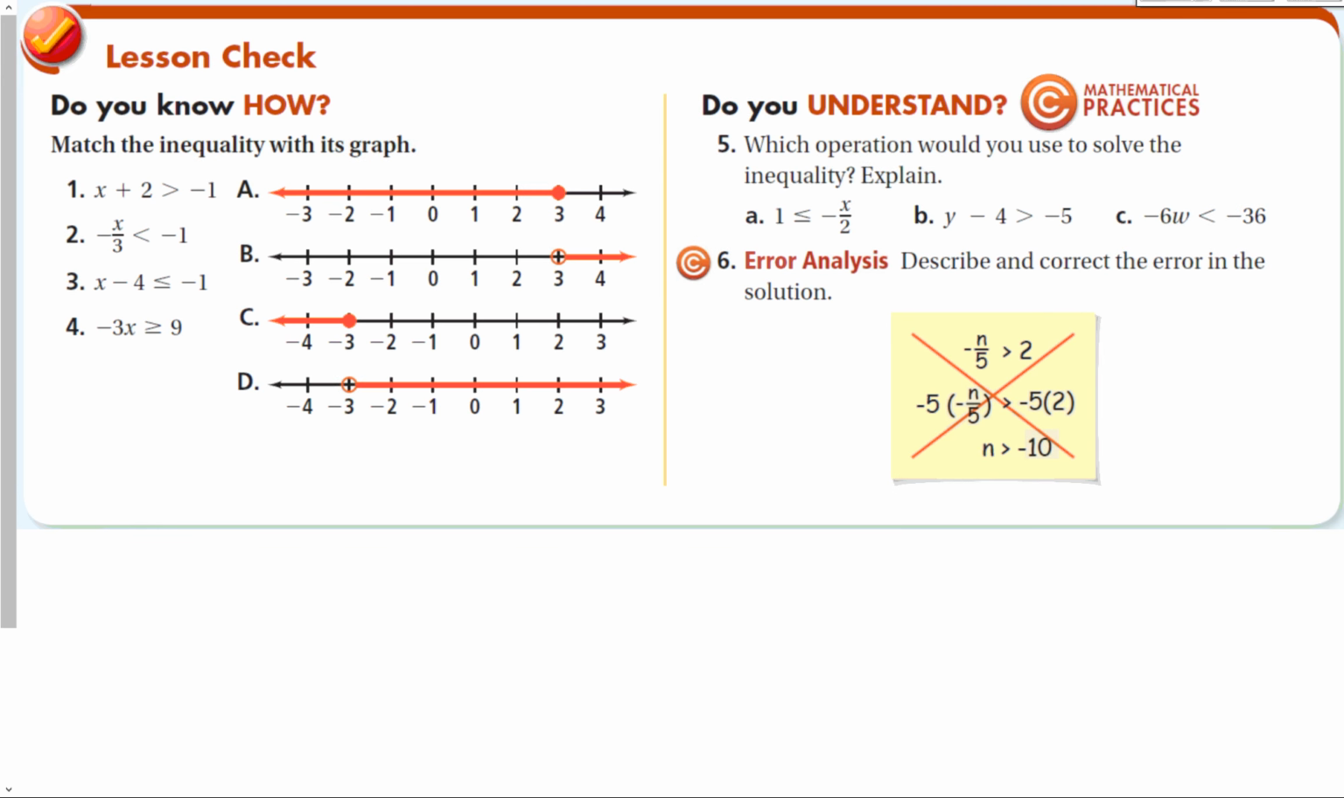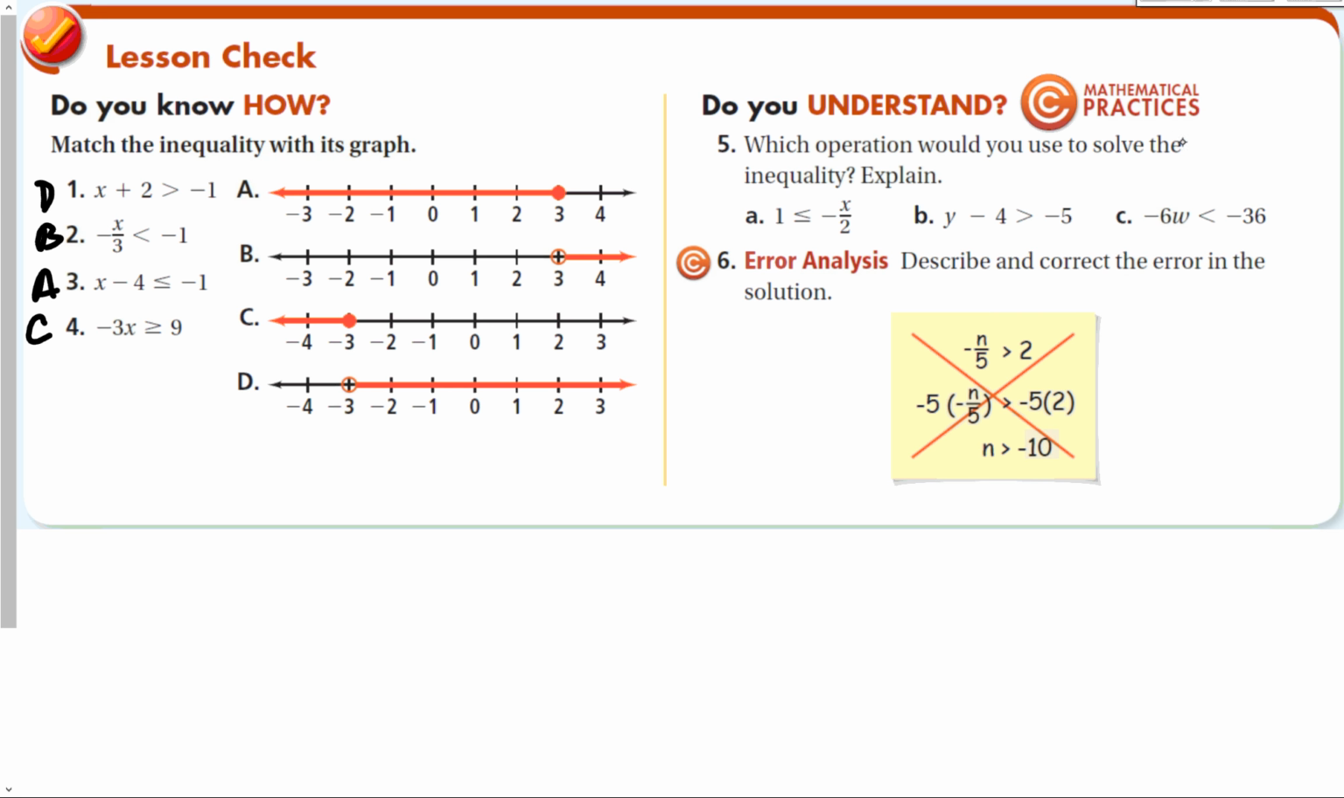Okay? So our lesson check: match each inequality with its graph. Well, if I wanted to solve these things, I could do so fairly easily. One would be D, when I subtract 2 from both sides. 2 would be B, when I multiply both sides by -3 and change the direction of the inequality sign. 3 would be A, when I add 4 to both sides. And 4 would be the last one, C, when I divide both sides by a -3 and change the direction of the inequality symbol.